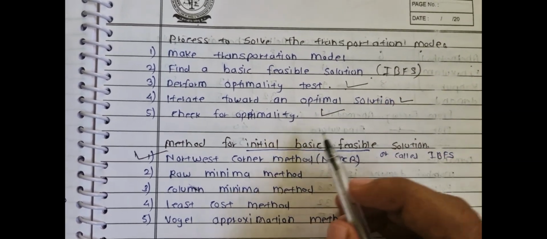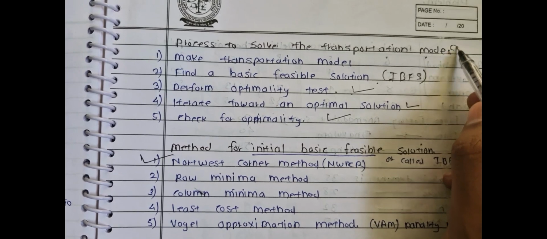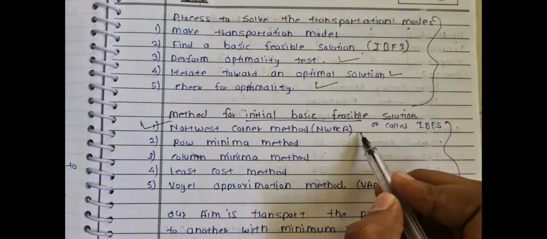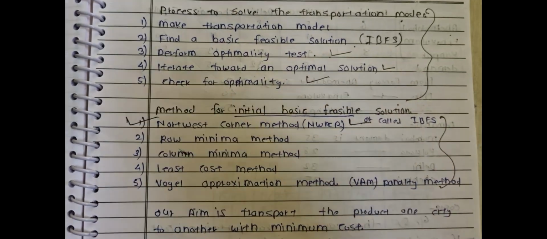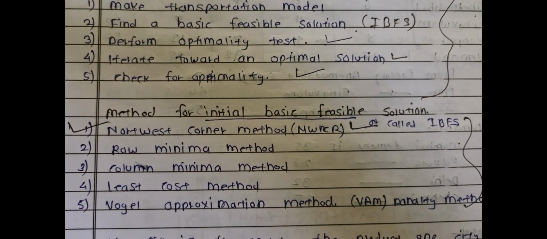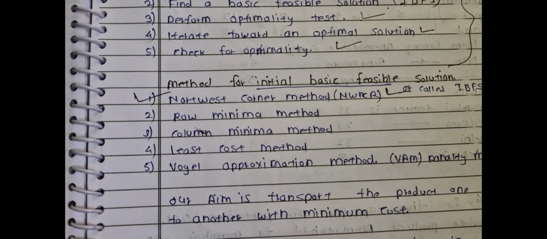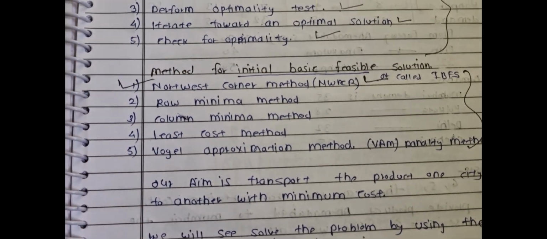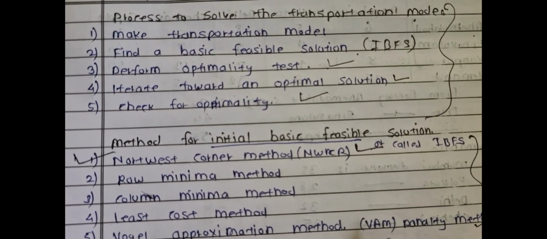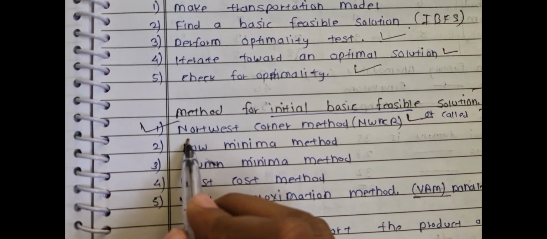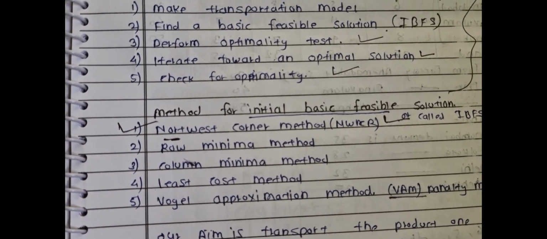And these are the methods for the initial basic feasible solution. The methods are the northwest corner method, which we are going to see, then the row minimum method, then the column minimum method, and the least cost method. And the fifth one is the Vogel's approximation method, but in this lecture we are only focusing on the northwest corner method. So let's see how we solve the problem by using the northwest corner method.